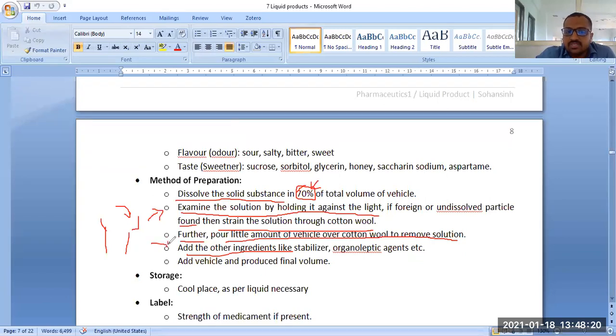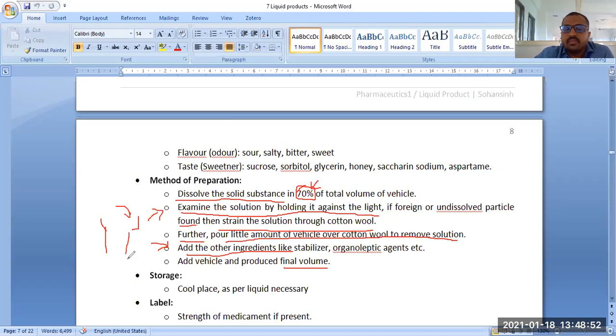जब ये आपका फर्स्ट आपको ड्रग लेना है, that drug is dissolved into water, उसके बाद you can identify or you can visualize if your preparation has some foreign particle or undissolved particle. If it is found, then you can filter the preparation. फिल्टर करने के बाद जो 30 ml बचा था वो भी इसमें से फिल्टर करना है, and then you have to add ingredients like stabilizer, organoleptic, color, flavor and taste, and last is the final volume makeup.